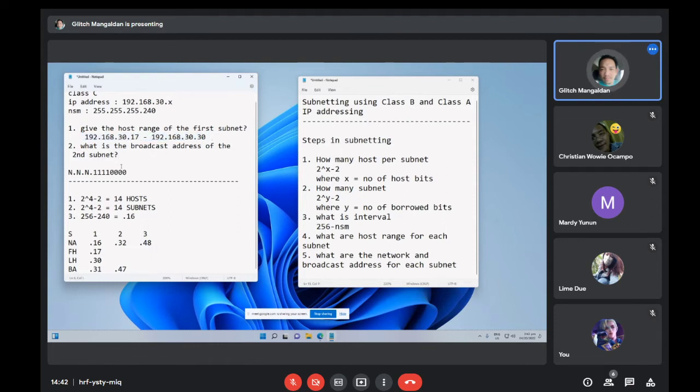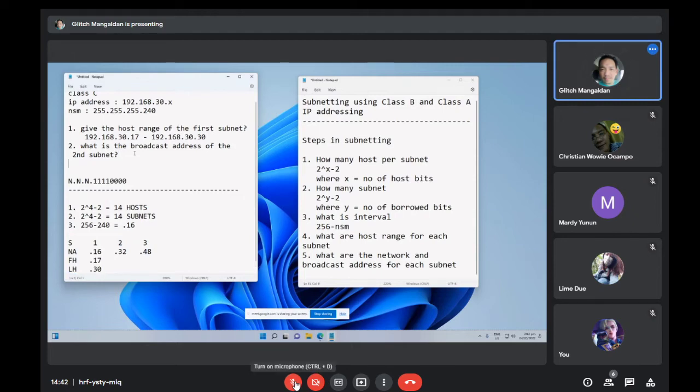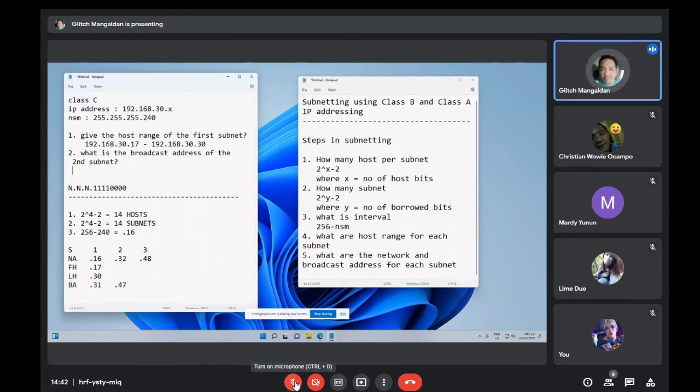Okay, for number 2, what is the broadcast address of the second subnet? Ito yung second subnet. Broadcast address. Ito yung BA. So, ito yun. So, the answer for number 2 is 192.168.30 at 47. Ayun, nag-solve natin yung problem using these steps of subnetting. Any questions?